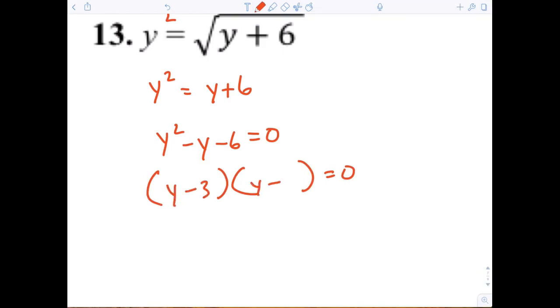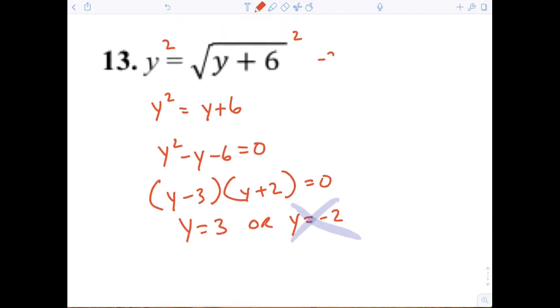Good job. And so y is equal to 3, or y is equal to -2. -2 is our extraneous solution. Why is it extraneous? Because, right, can your radical be negative? No. Your radical cannot be negative. All right, so that's why that is no solution. 3 is okay.